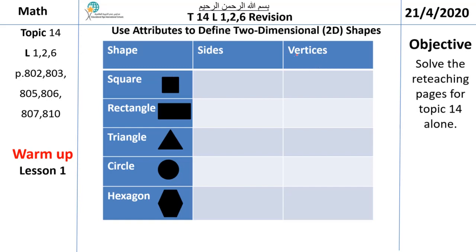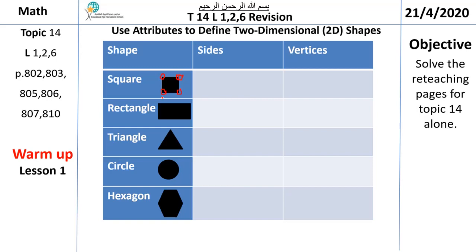Now, what is a vertex? Do you remember? Vertex is the meeting point of two sides together. So this is a vertex. This is another one. This is another one. The points, the corners are called vertices in the 2D shapes, okay?